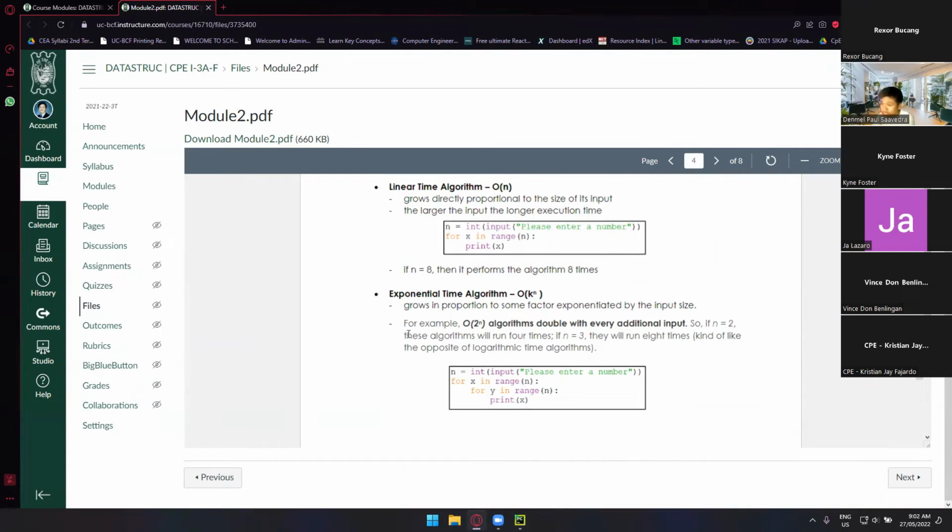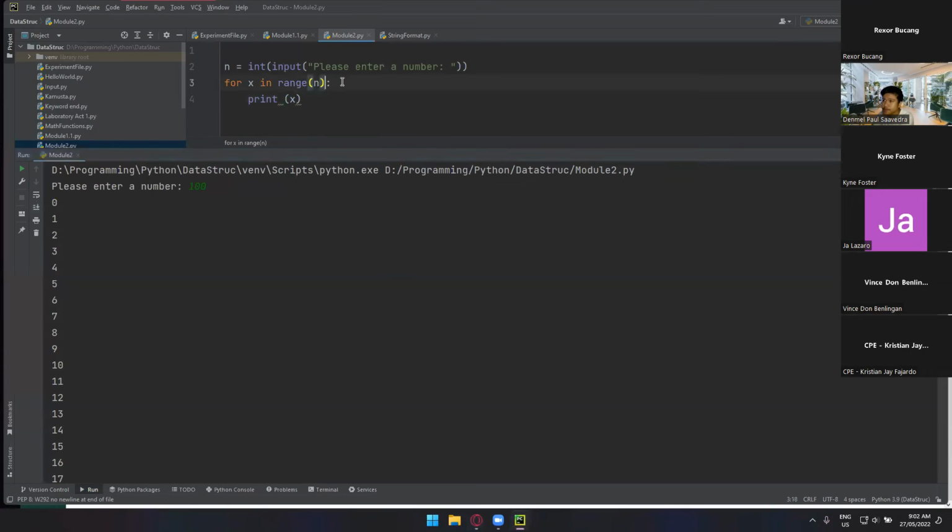We also have exponential time. This is another algorithm or formula that grows in proportion to some factor exponentiated by the input size. For example, with big O of 2 raised to n, algorithms double with every additional input. So if n is equal to 2, then this algorithm will run 4 times. If n is equal to 3, then this will run 8 times. So it's kind of like the opposite of logarithmic time algorithms. Let's try this one out.